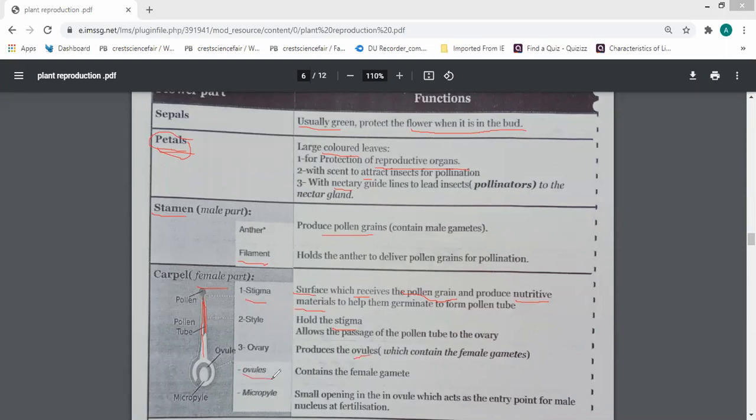Ovules, the female gametes or sex cells, contain a half number of chromosomes. Micropyle, it is a small opening here, a small opening in the ovule. Through this opening, the nucleus of the pollen grain, which passes through the pollen tube, enters the ovule or egg through this micropyle to fuse with the female nucleus.